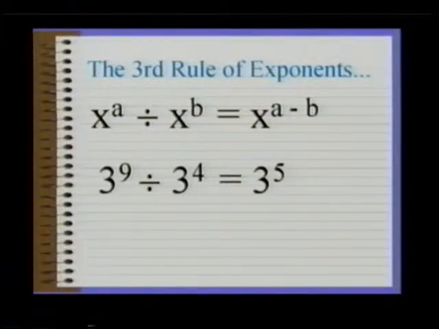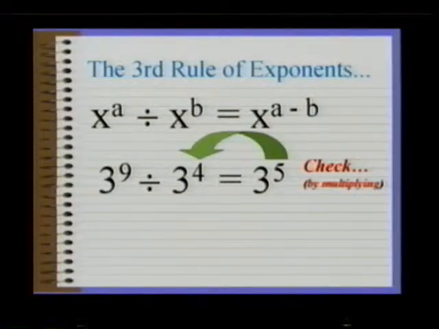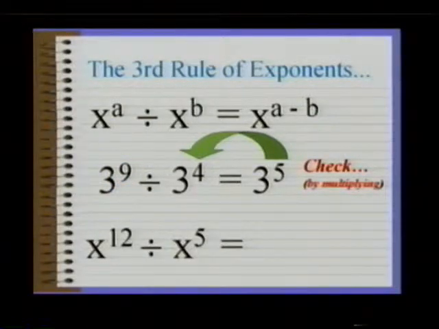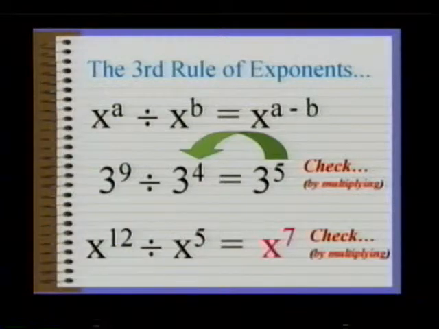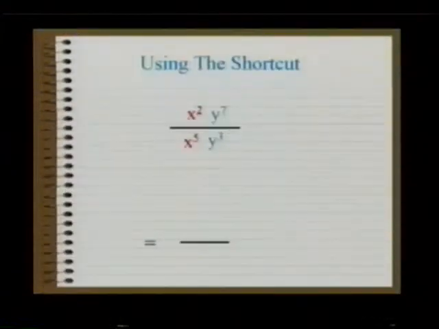So 3 to the 9th divided by 3 to the 4th, I would subtract and get 3 to the 5th. Of course, the opposite of division, we can check it with multiplication. 3 to the 5th times 3 to the 4th would give me the 3 to the 9th. So I know I'm hunky-dinky there. This, without writing all that out, will basically be x to the 12 minus 5, or x to the 7th. Once again, checking, we know we're right, because 7 plus 5 equals the 12. Okay?